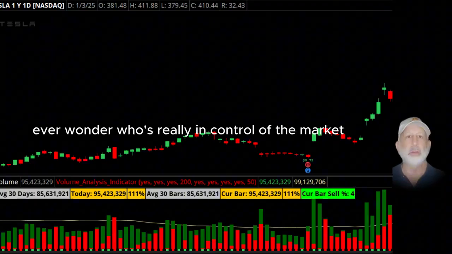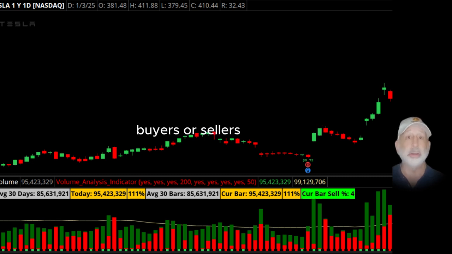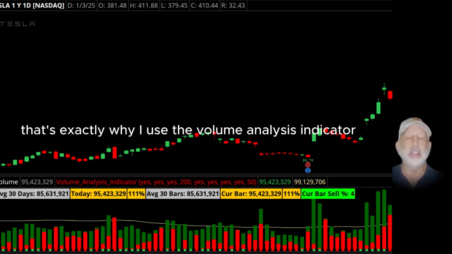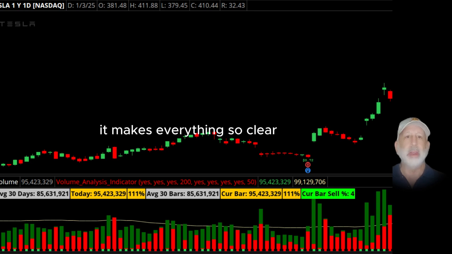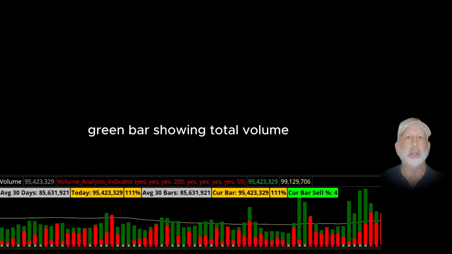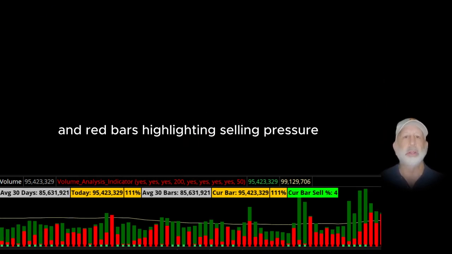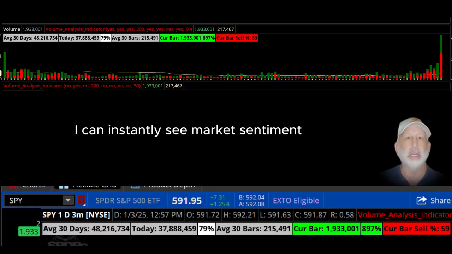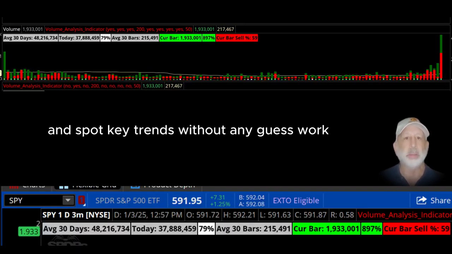Ever wonder who's really in control of the market? Buyers or sellers? That's exactly why I use the volume analysis indicator. It makes everything so clear. Green bars showing total volume and red bars highlighting selling pressure. I can instantly see market sentiment and spot key trends without any guesswork.